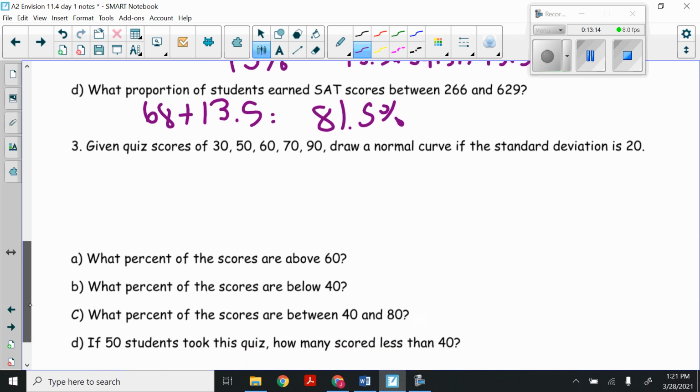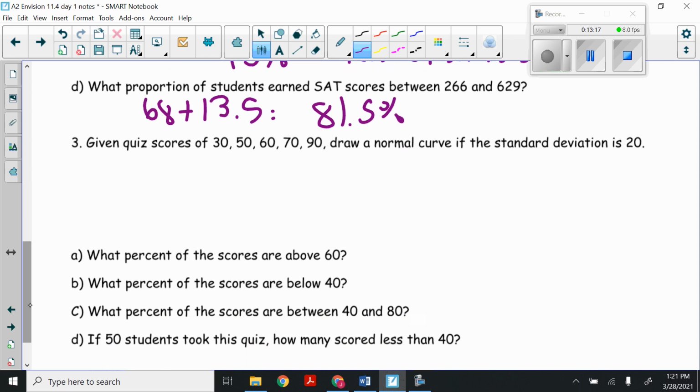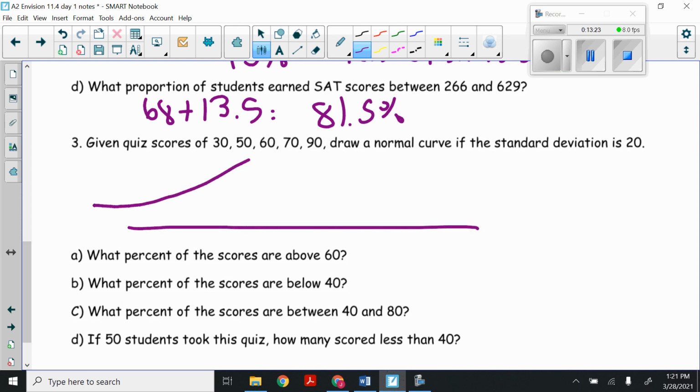All right, so now we're going to try again. Given quiz scores of 30, 50, 60, 70, 90, draw a normal curve. I'm going to draw my bell-shaped curve. Draw a normal curve if the standard deviation is 20. This time they didn't tell me what the mean was, but we know how to find that, right?